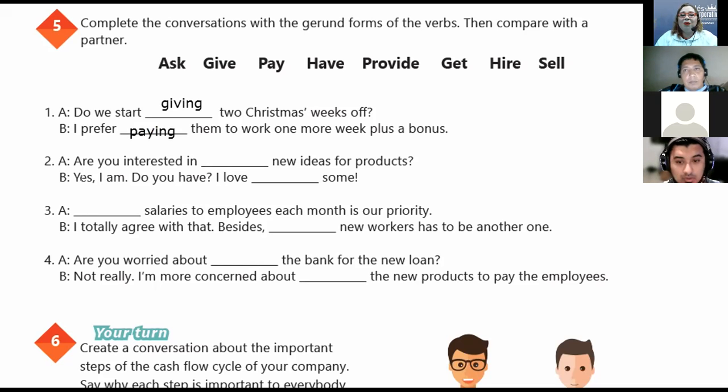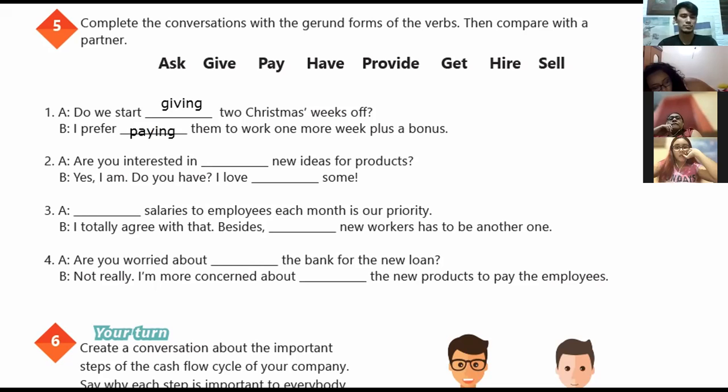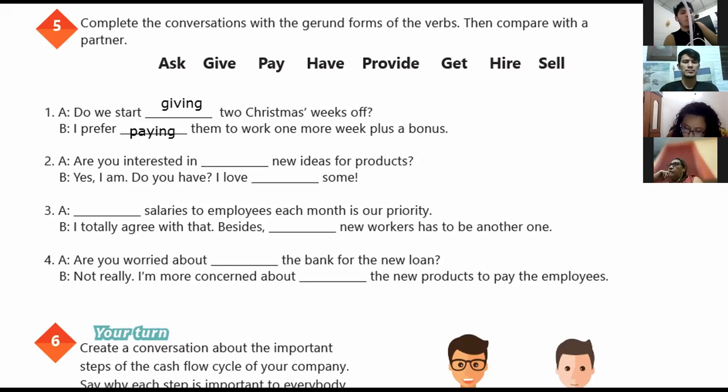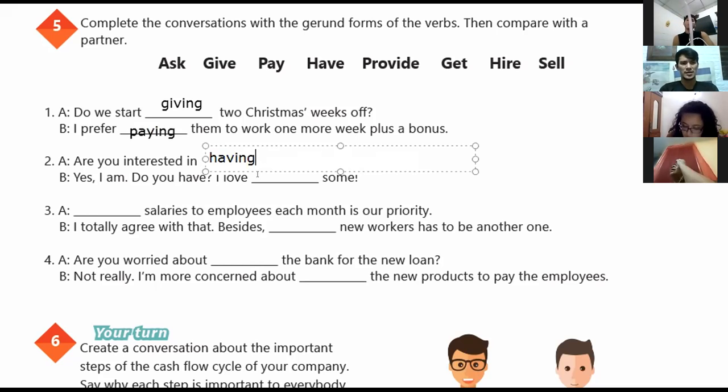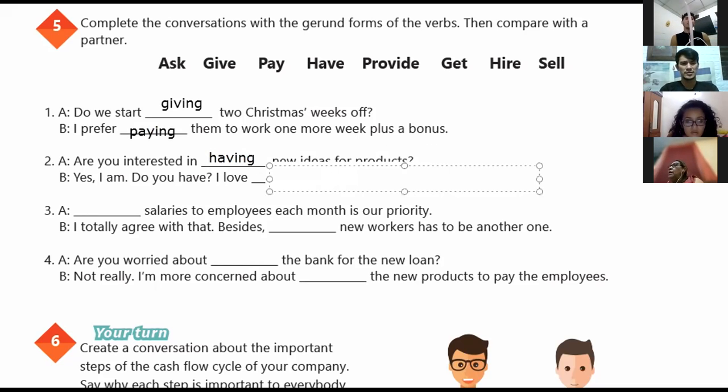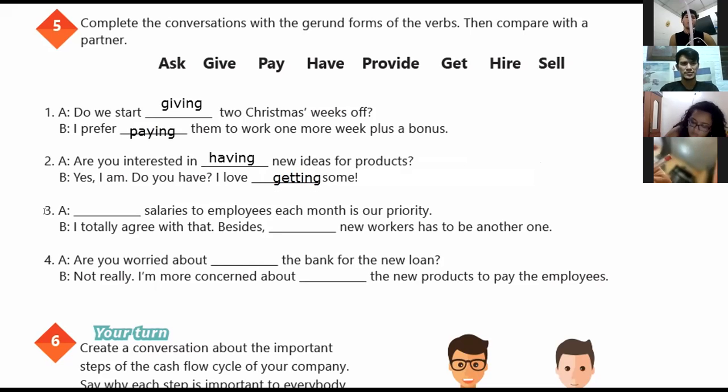Okay, number two. Let's see. Carla, letter A. Okay. Are you interested in having new idea for products? Yes, I am. Do you have love getting some? Okay, you say having. Uh-huh. And then? Getting. Okay.